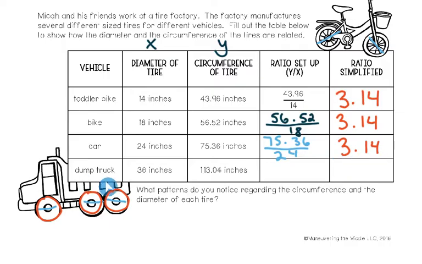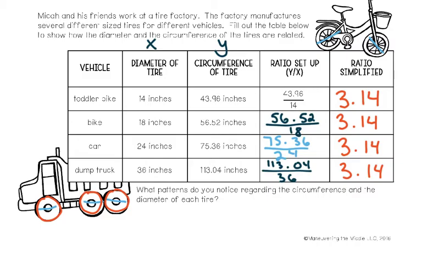Look at the dump truck. This is a really big one. It's got 36 inches. And so the circumference is 113.04 inches. Take a second, set up the ratio, and then simplify it all by yourself. Pause now if you haven't already, and then press play whenever you're ready to check. All right, I took the circumference divided by diameter, and I got 3.14 again.